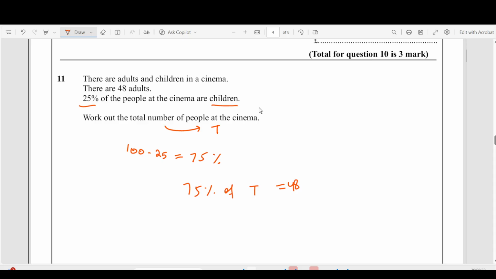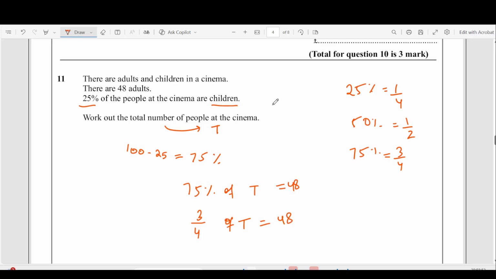And 75% means what? 3/4, right? Like if you have 25%, you can write 1/4, and 50% is 1/2. Similarly, 75% is 3/4. So in place of 75%, I wrote 3/4 of total. Total I don't know. So we need to calculate it, and it equals 48.